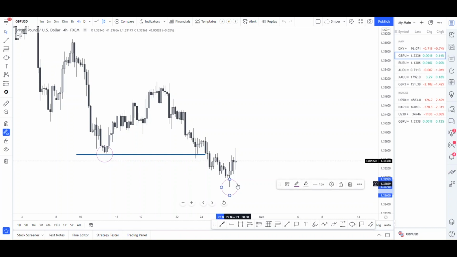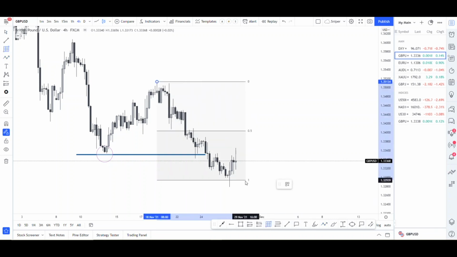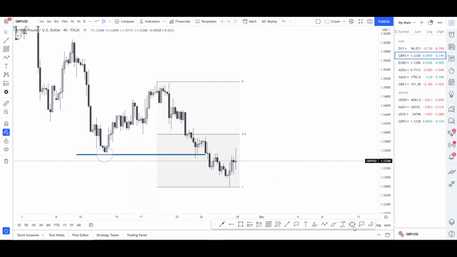Now we're potentially expecting price to make some sort of pullback into the range. What is the range now? Well, the range is the area that broke structure. So that is our range from this high all the way to this low. That is our current range that we're trading within.